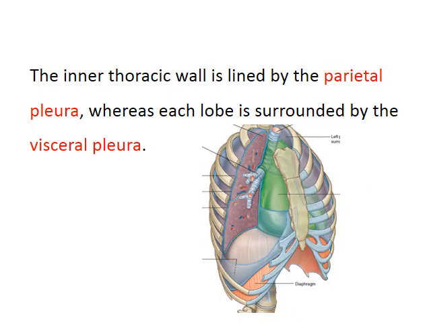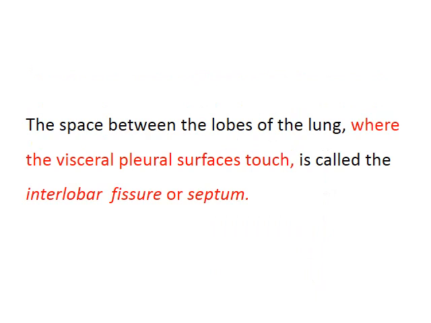So the inner thoracic wall is lined by the parietal pleura, whereas each lobe is surrounded by the visceral pleura. The space between the lobes of the lung where the visceral pleural surfaces touch is called the interlobar fissure or septum.